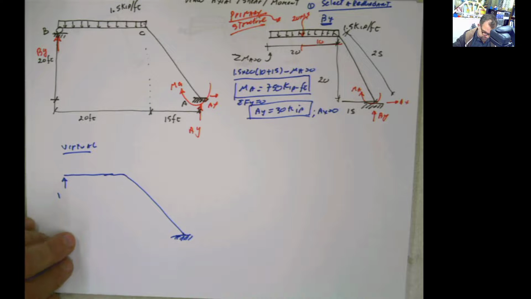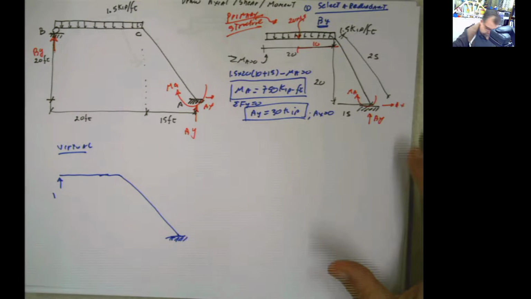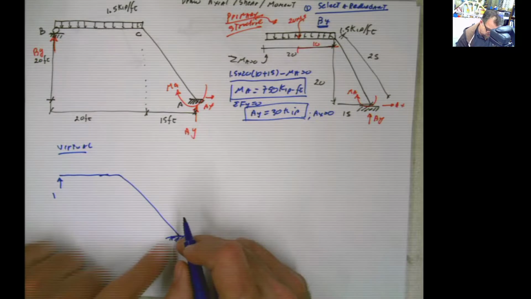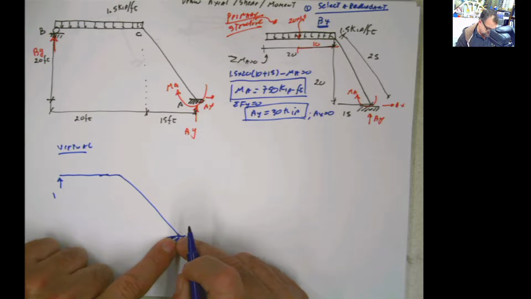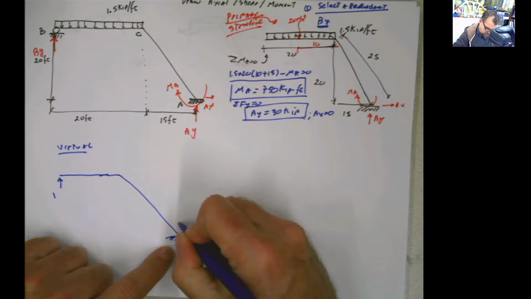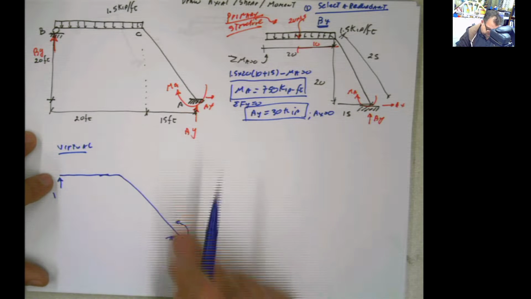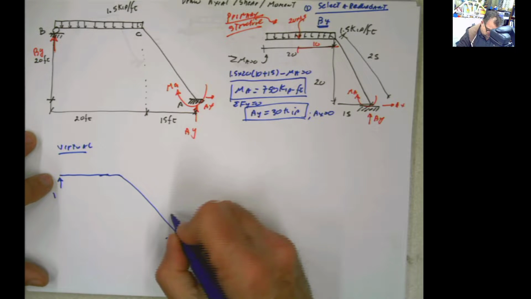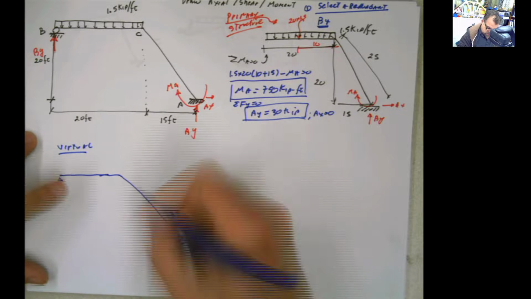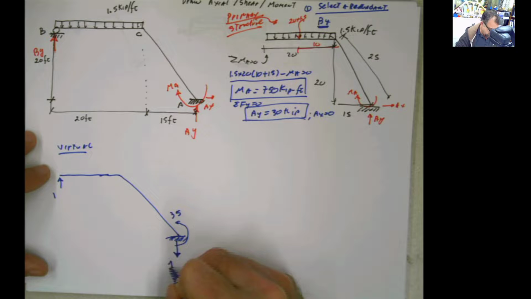Now, let's do summation of moments at this point A. This is gonna come in this direction, right? It's gonna need a moment in this way. Now it's gonna be 1 times 20 plus 15, 35. So this moment is 35 in this direction, and at the same time, summation of forces in y equals 0. That means that this reaction here is gonna be 1.